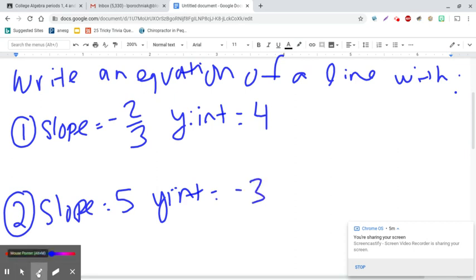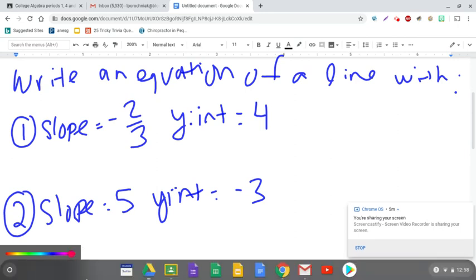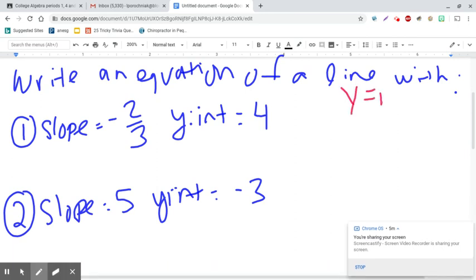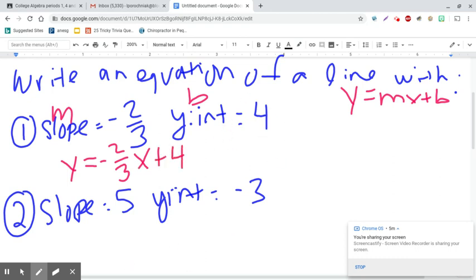So we are going to write an equation of a line. Remember, the equation of a line is y equals mx plus b. This is your m, and this is your b. So y is going to equal, for the first one, my m, which is negative 2/3. Don't forget your x. Then plus b, which is 4. Since it's positive, we keep the plus 4. So that's the answer to number 1.